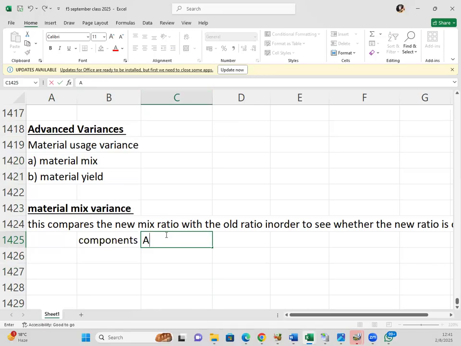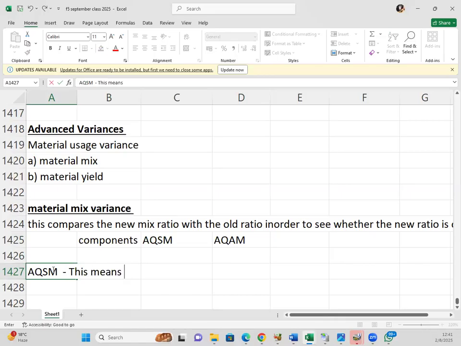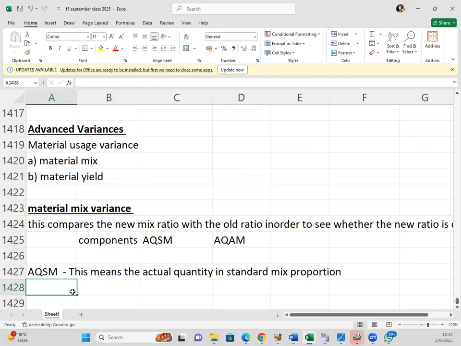So actual quantity, standard mix. This means the actual quantity at the standard mix ratio, that is, the actual quantity in standard mix proportion.